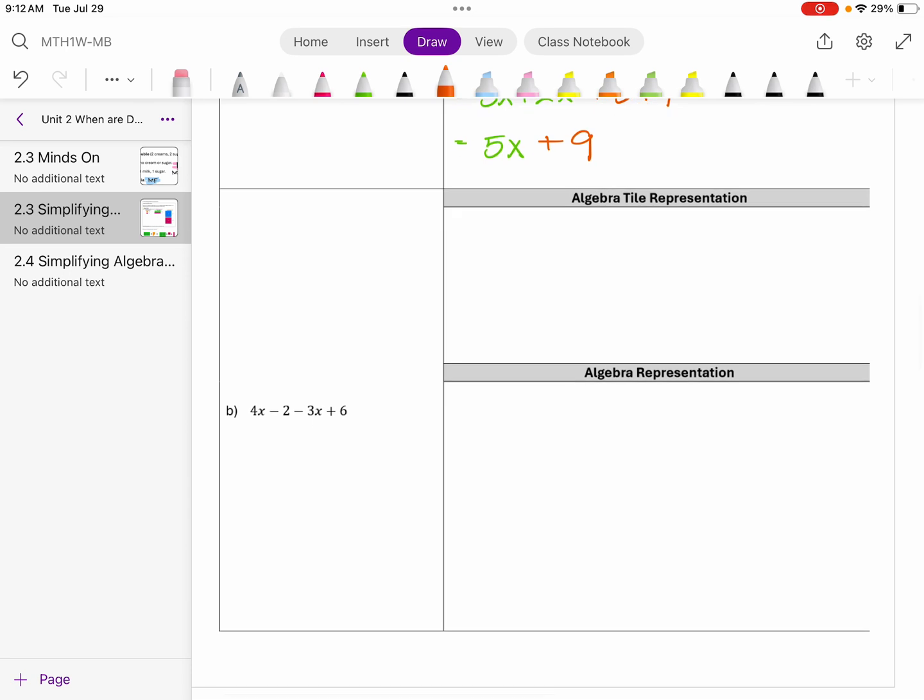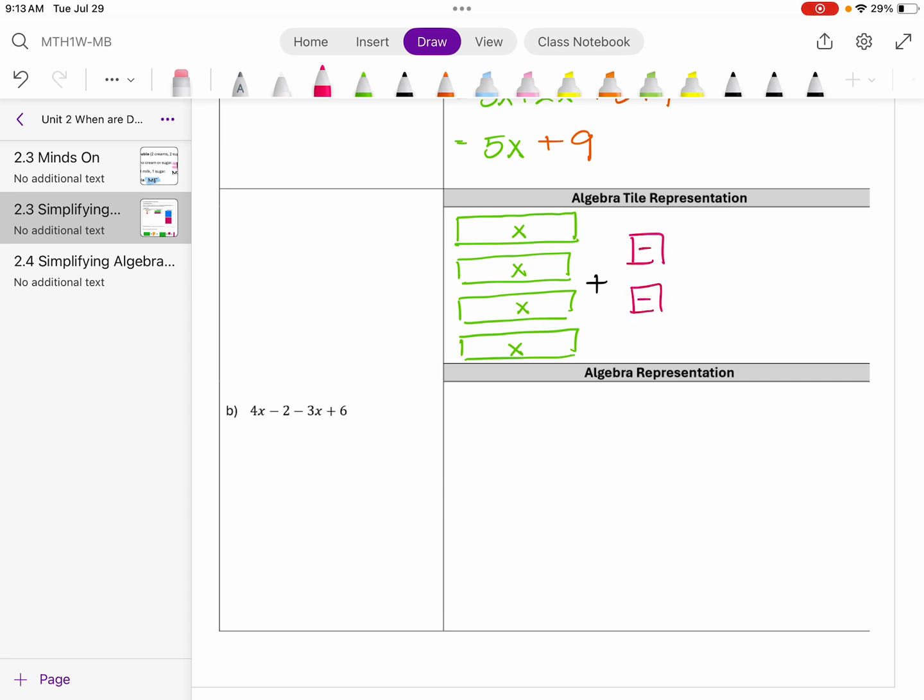Let's try another one. I want you to pause the video, try drawing this out or representing it on the screen, and then also doing the algebra representation. Okay, so 4 x's. So I've got 1, 2, these were positive x's. I've got minus 2. I'm trying to remember those were pink. Minus 3x. And then positive 6.